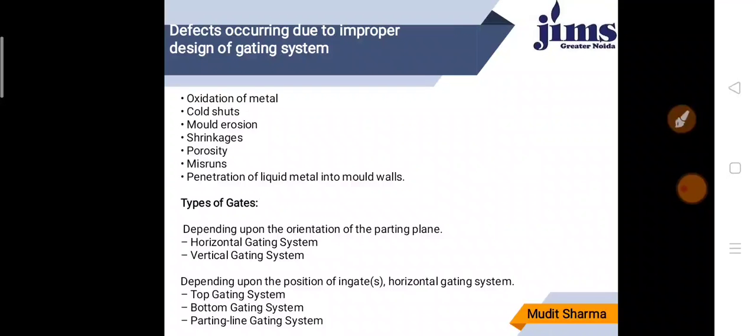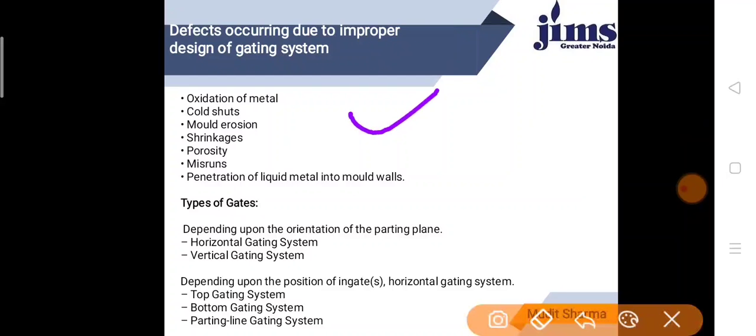These are some common defects which occur due to an improper gating system, like oxidation of the metal, cold shut, mold erosion, shrinkage, porosity, penetration of liquid metal. These are the common casting defects which are created due to an improper gating system.